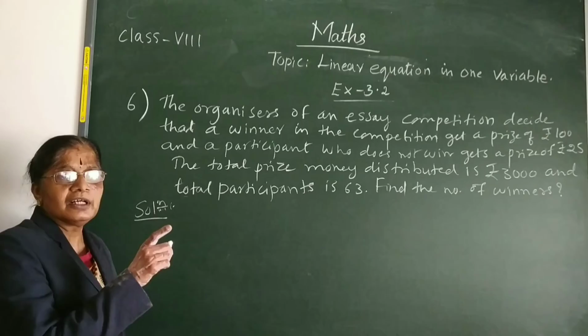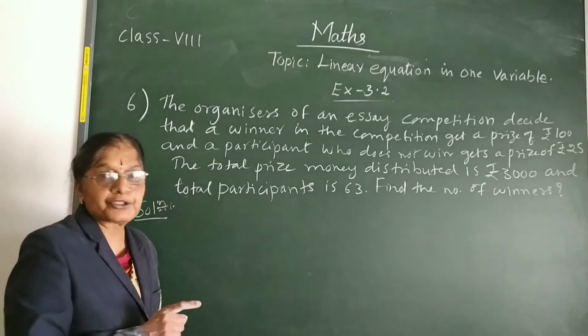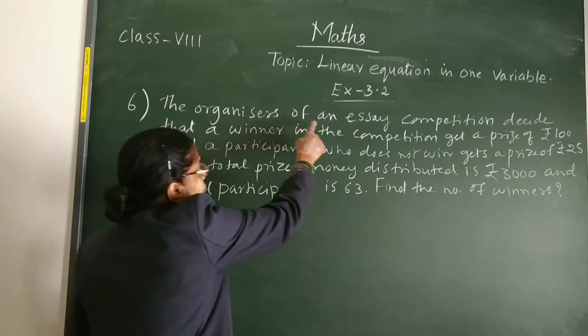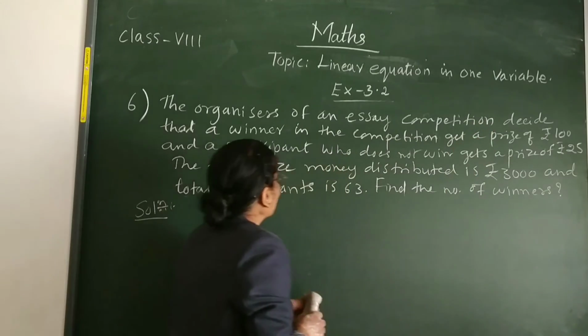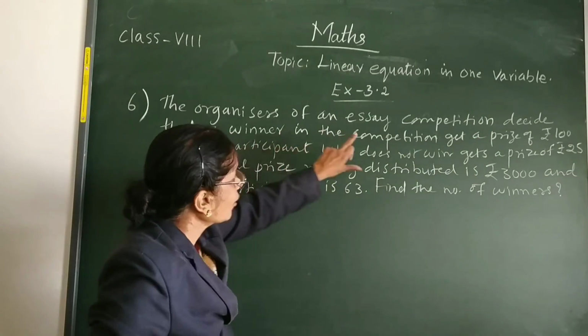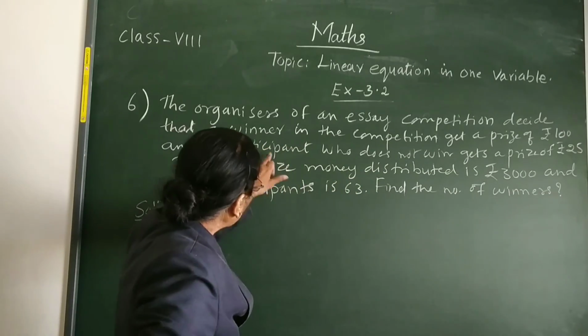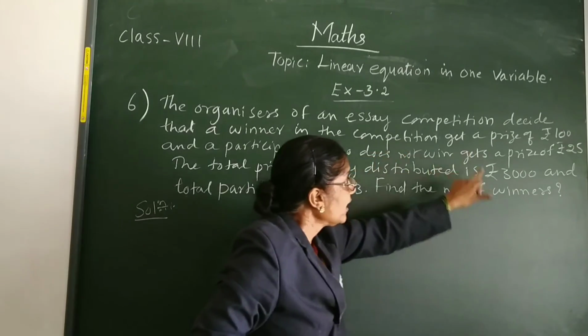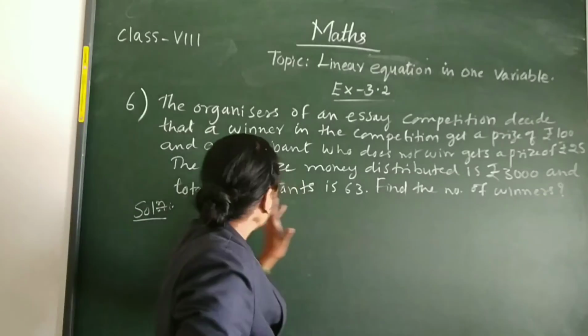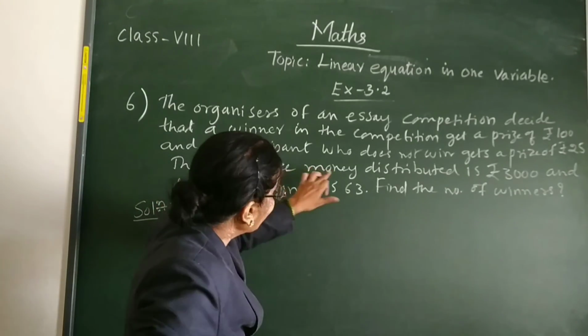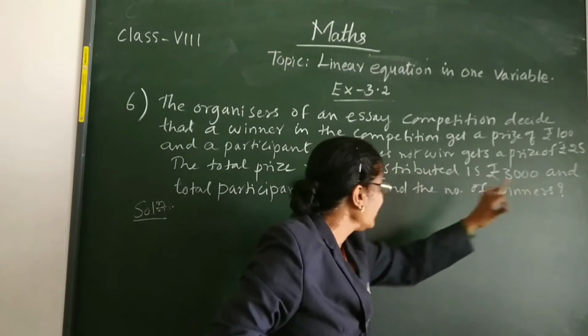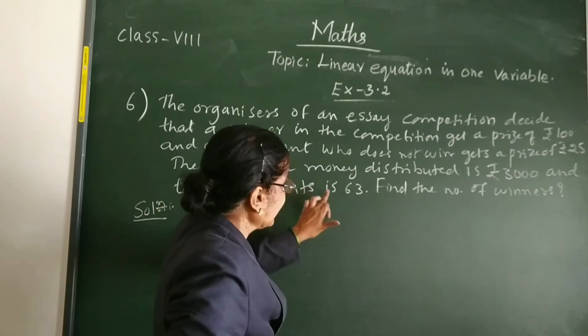Now let us go to the last sum in exercise 3.2. The organizers of an essay competition decide that the winner in the competition gets a prize of rupees 100 and a participant who does not win gets a prize of rupees 25. The total prize money distributed is rupees 300 and the total number of participants is 63.